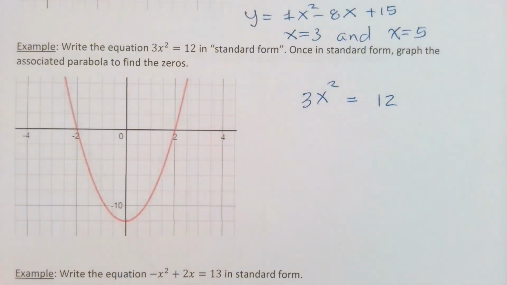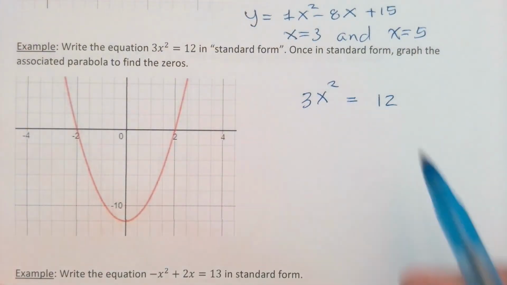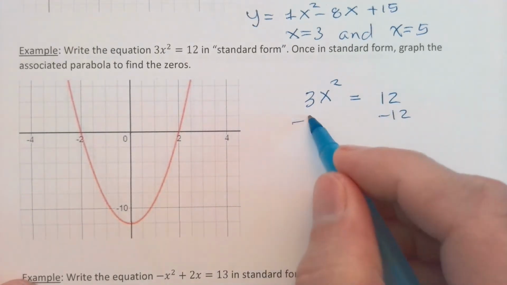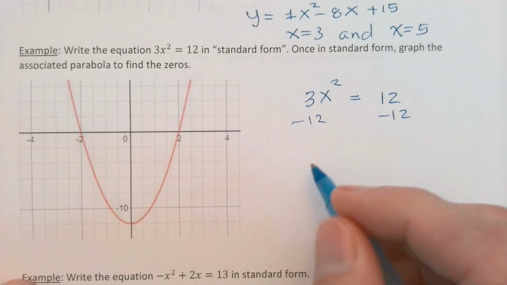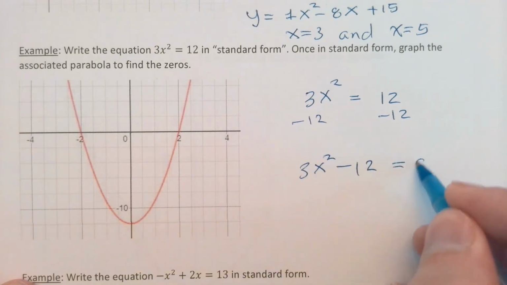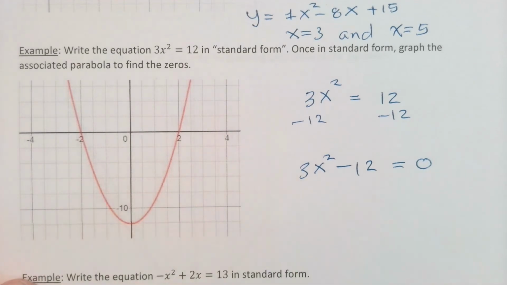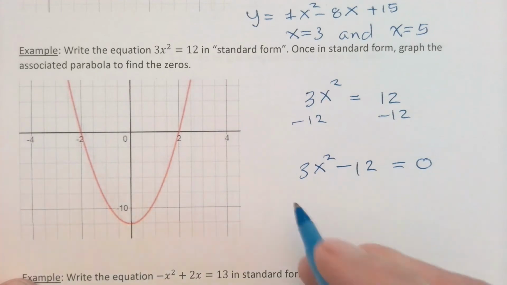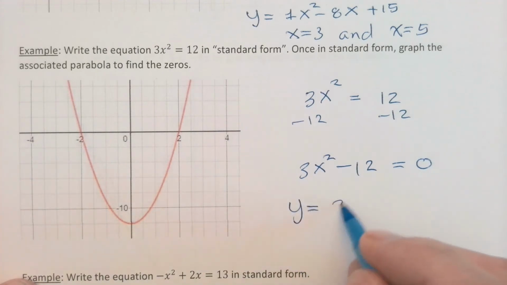Well, to make this look like that, it strikes me that we shouldn't have a 12 over here. We should have 0. So the solution to this is subtract 12 from both sides. Now it looks like this. And even though there's no bx term here in the middle, I guess b is 0, and folks, this is standard form.